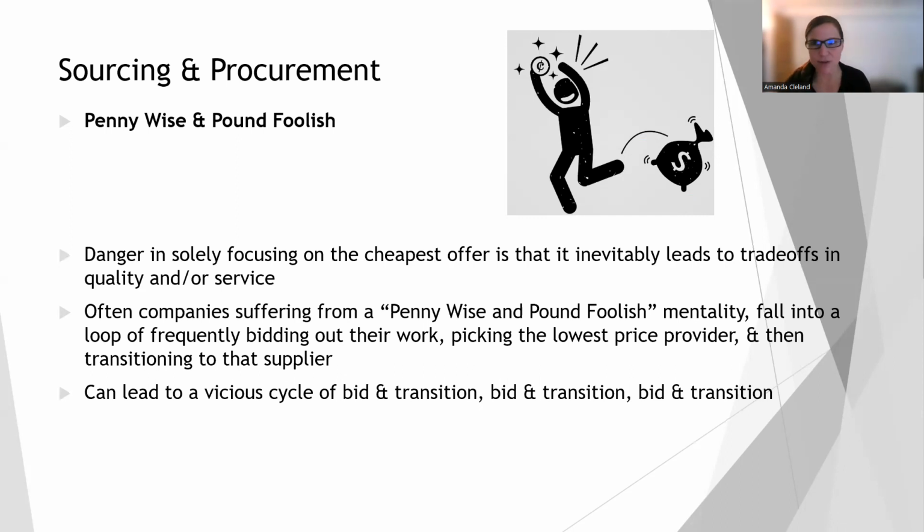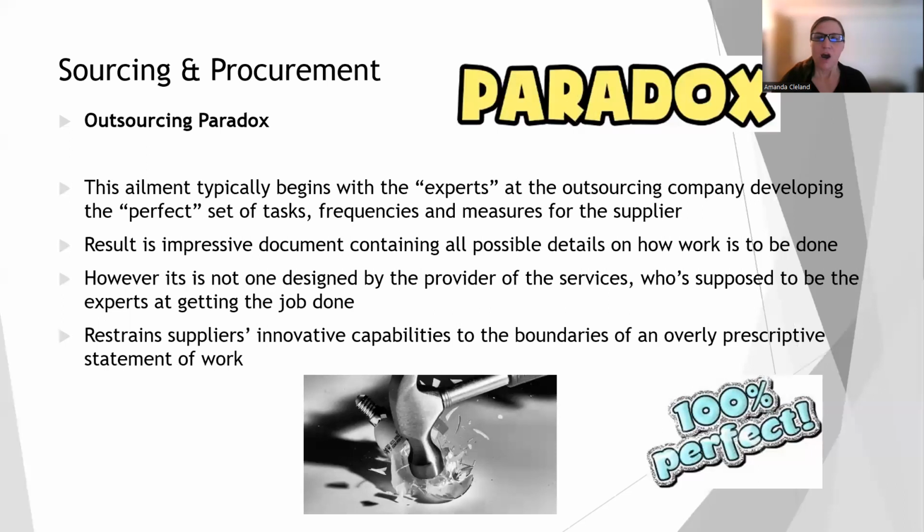But at the end, the total cost of ownership is going to be a lot higher, and they're never going to get quality products or services. So that's penny wise and pound foolish. That's our first one. Our second one is the outsourcing paradox.